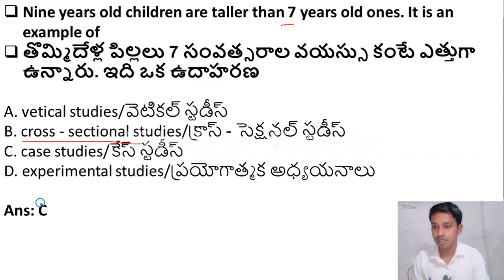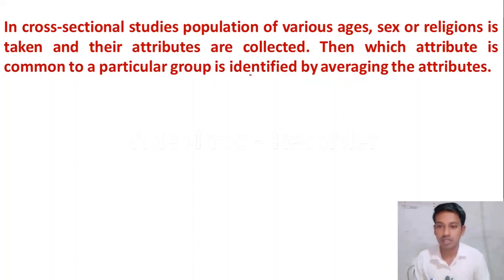Nine-year-old children are taller than 7-year-old ones. It is an example of cross-sectional studies. In cross-sectional studies, a population of various ages, sex, religions is taken and their attributes are collected. Then the attribute common to a particular group is identified by averaging the attributes.